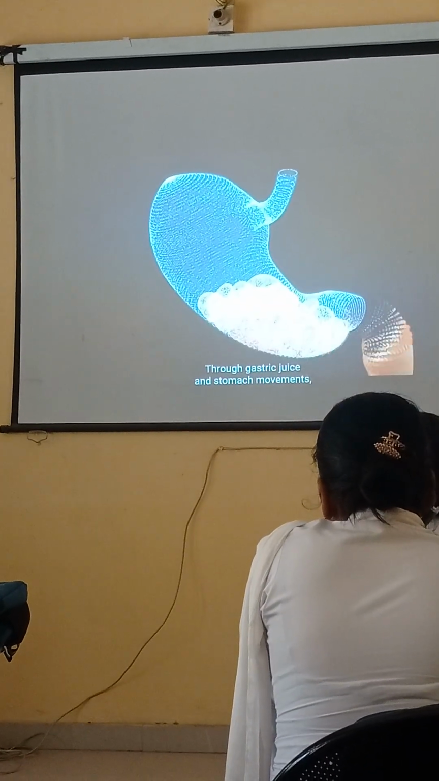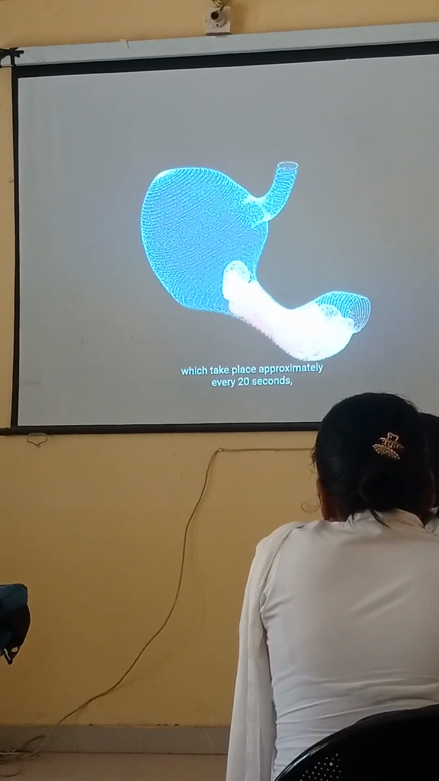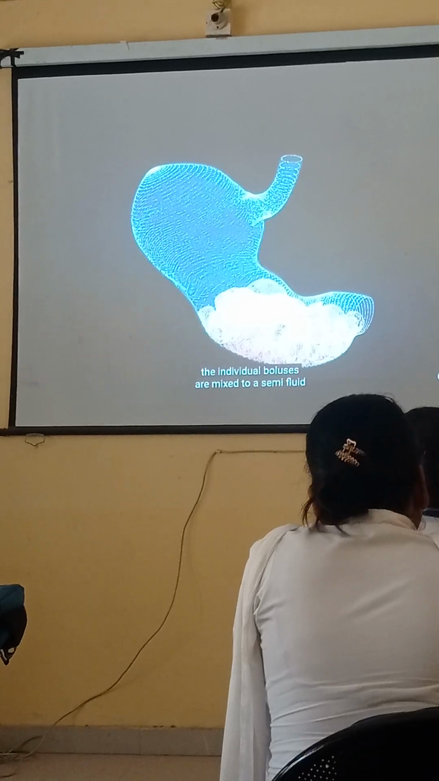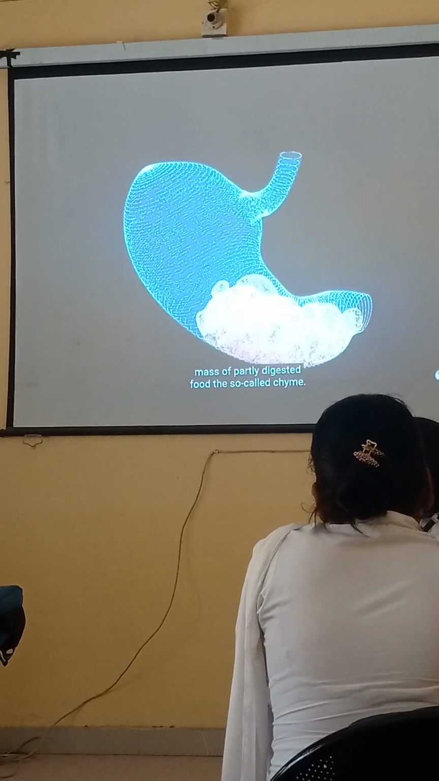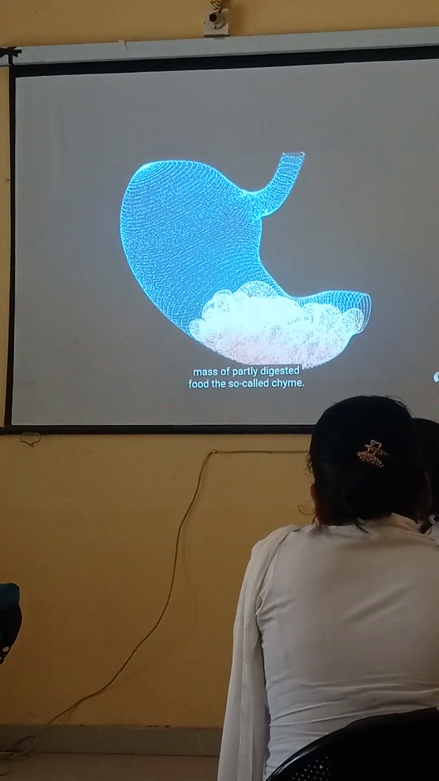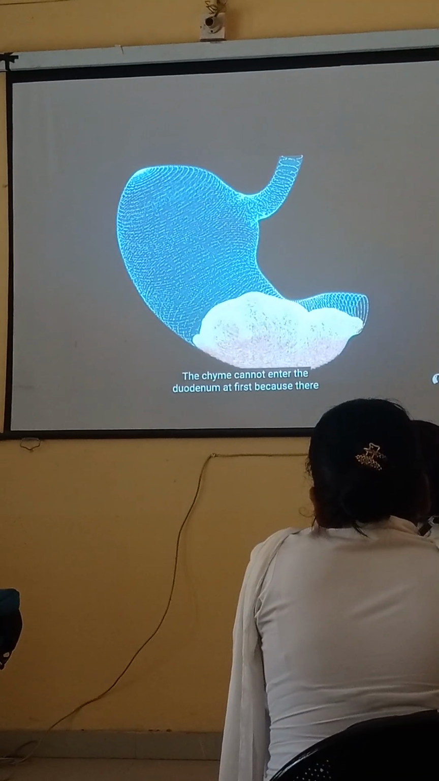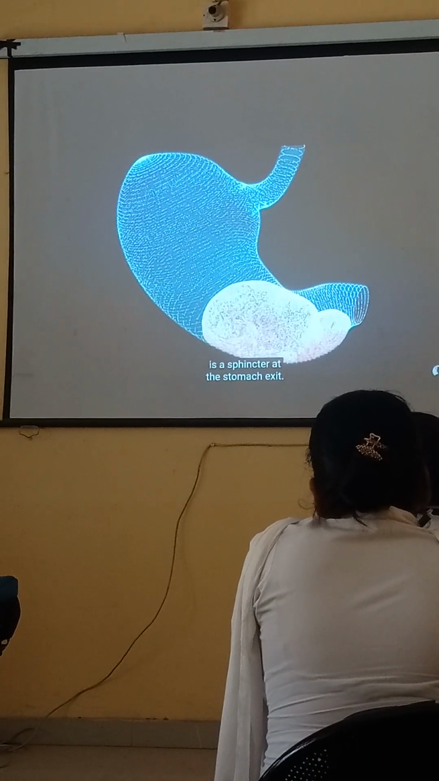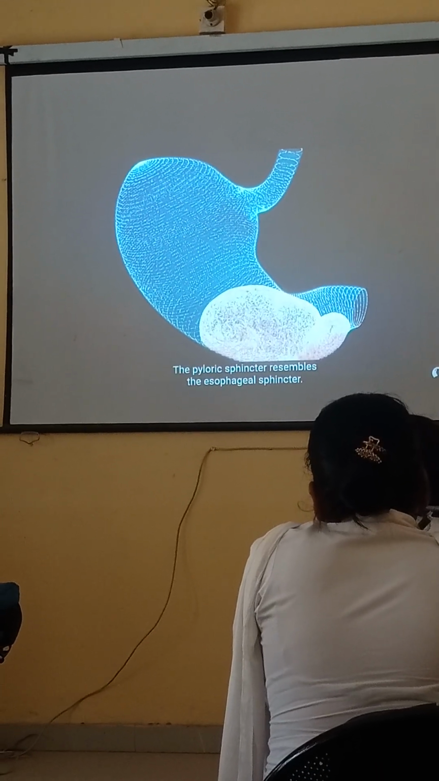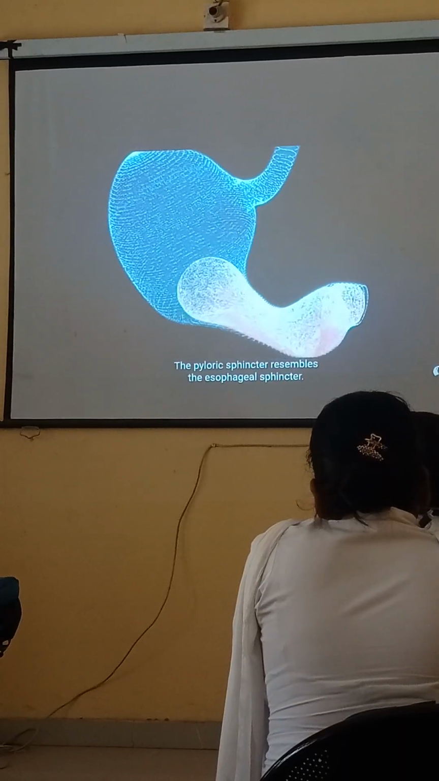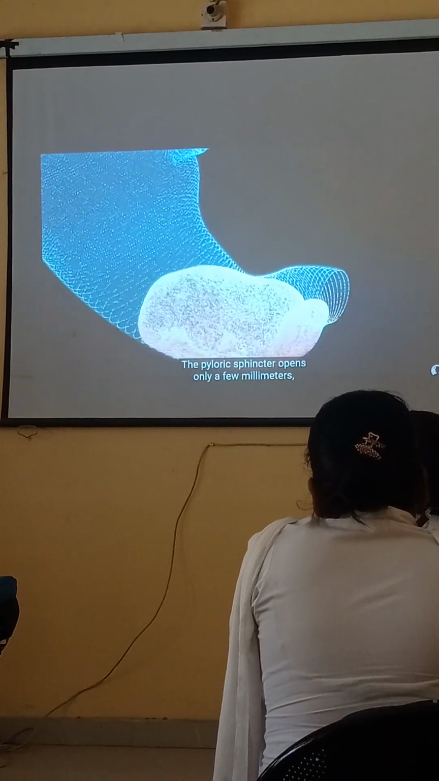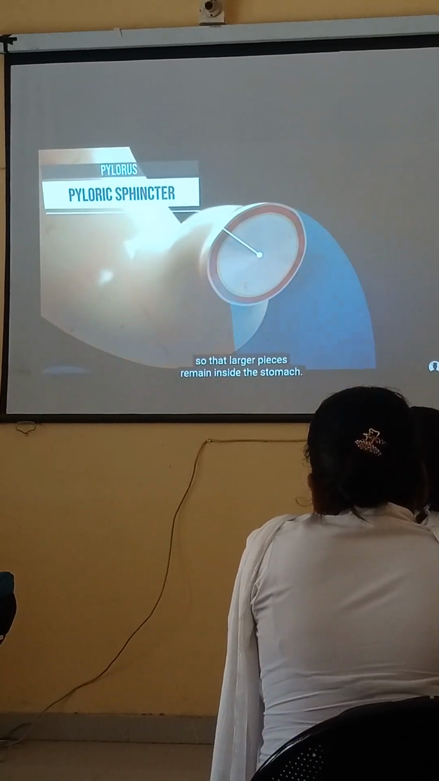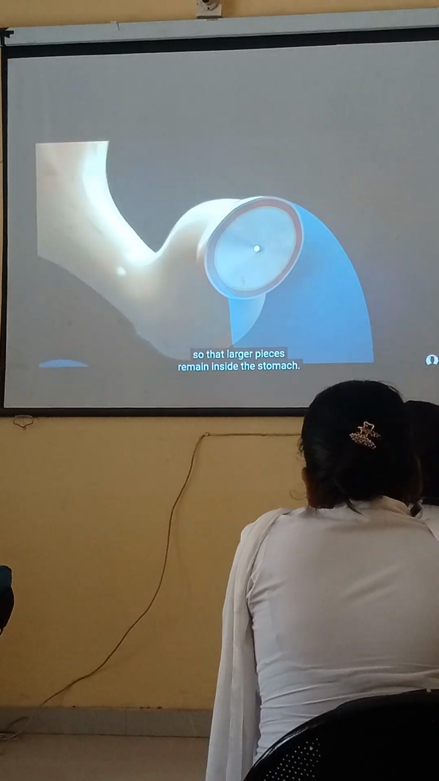Through gastric juice and stomach movements, which take place approximately every 20 seconds, the individual boluses are mixed to a semi-fluid mass of partly digested food, the so-called chyme. The chyme cannot enter the duodenum at first because there is a sphincter at the stomach exit. The pyloric sphincter resembles the esophageal sphincter. The pyloric sphincter opens only a few millimeters, so that larger pieces remain inside the stomach.